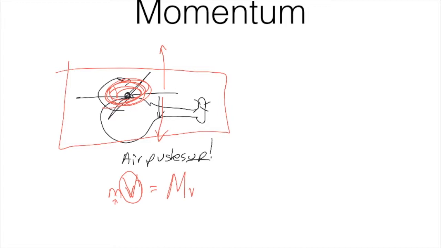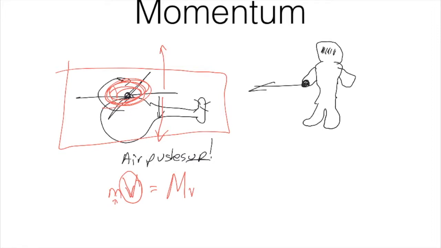Another good example is an astronaut. So here's my astronaut. He's in outer space. You can tell it's an astronaut because he's wearing a big helmet. Yes, he does have arms. No, he doesn't have hands. So there's my astronaut, he's in outer space. What would happen if he took a baseball and he threw it?